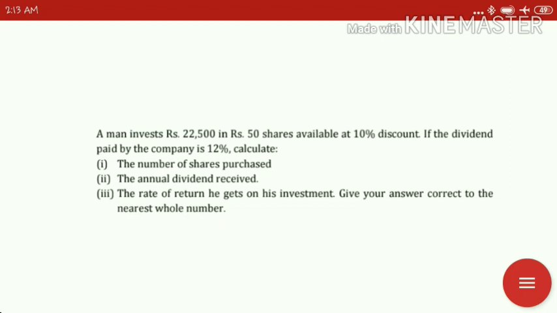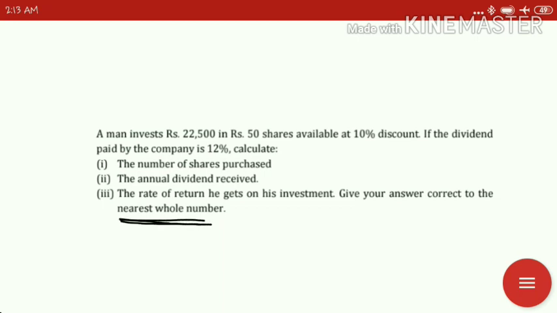This particular question has also come in section B. In this question you can see that a man invests rupees 22,500 in rupees 50 shares available at 10% discount. If the dividend paid by the company is 12%, calculate the number of shares purchased, annual dividend, and the rate of return he gets on his investment. Give your answer correct to the nearest whole number. Already it is mentioned, give the answer to the nearest whole number.